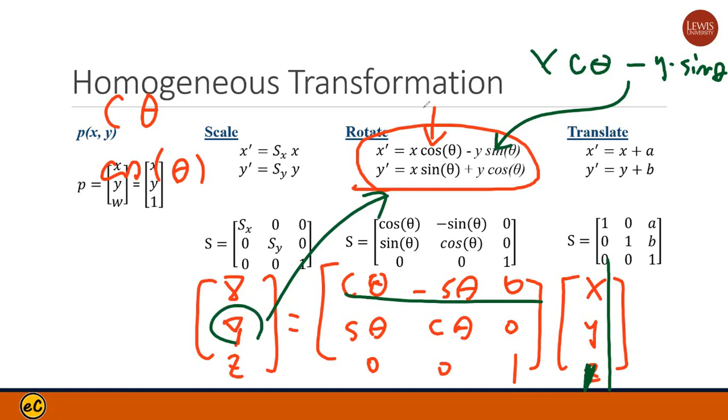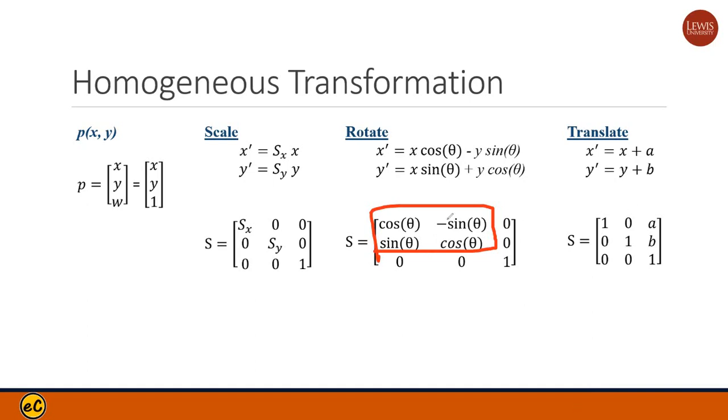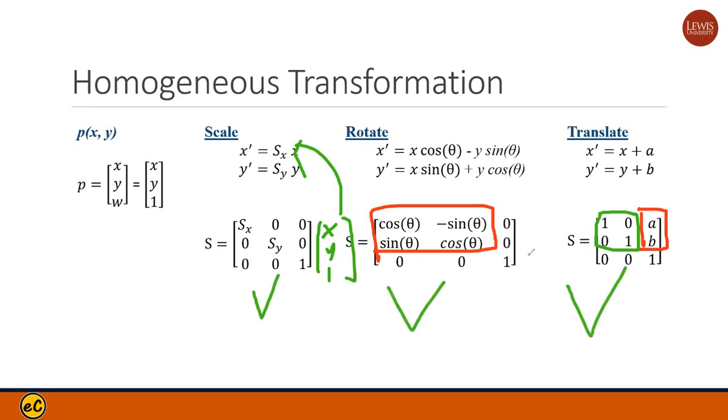So for rotation, you put your rotational matrix on the first two rows and columns, and 0, 0, 0, 0, 1 elsewhere. When you do translation, you put your displacement over here and the identity matrix over here. For scaling, you put Sx, Sy here, so your original X, Y, 1 gets you the equation for scaling. So this homogeneous transformation can combine scaling, translation, and rotation together. Everything becomes a matrix operation. Is that okay?